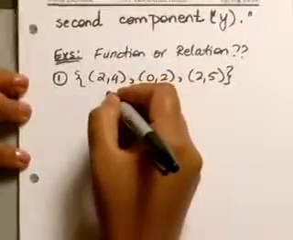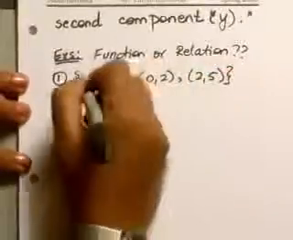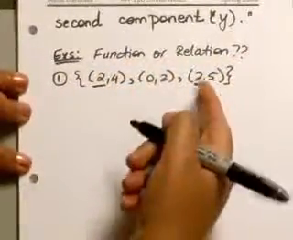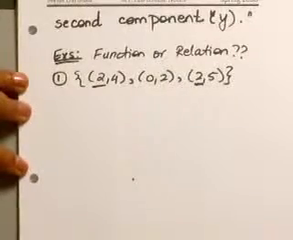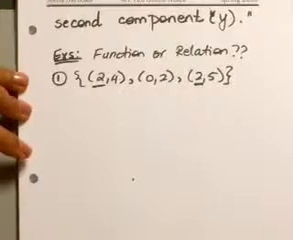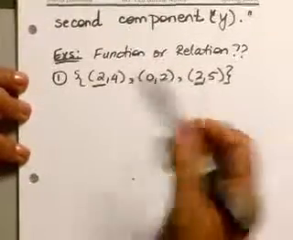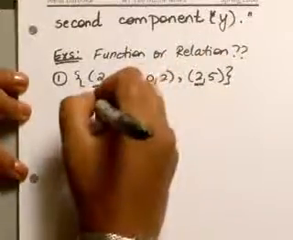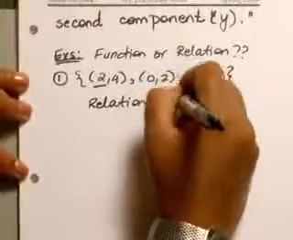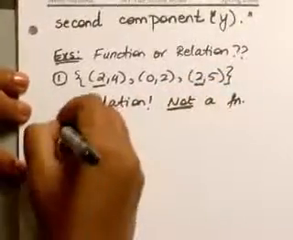Now if you look at this example here, you can look at this ordered pair 2, 4 and 2, 5. For the same x value, you have two different y values, and this does not satisfy our definition for a function. For each value of the first component, you have two different values of the second component. So this here will be just a plain simple relation. This is not a function.